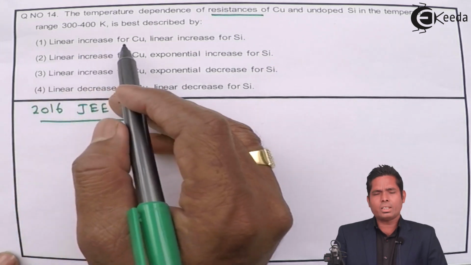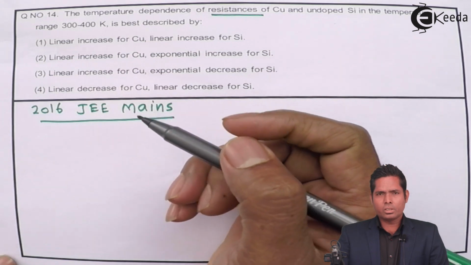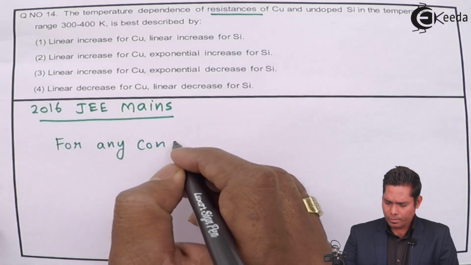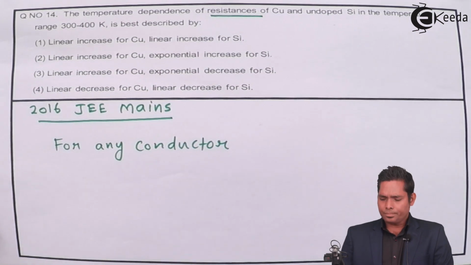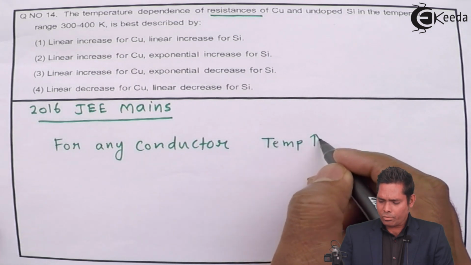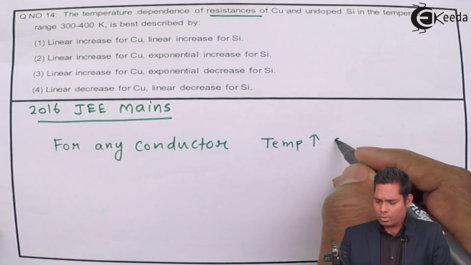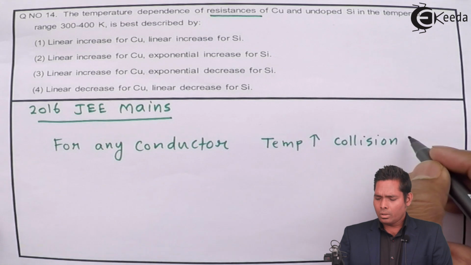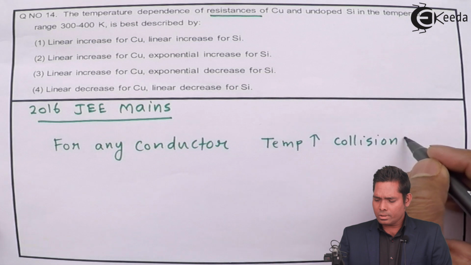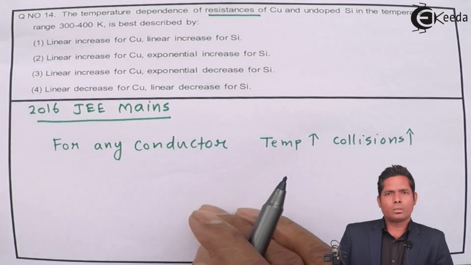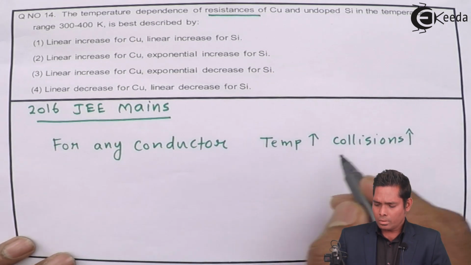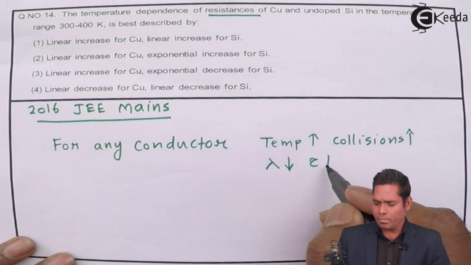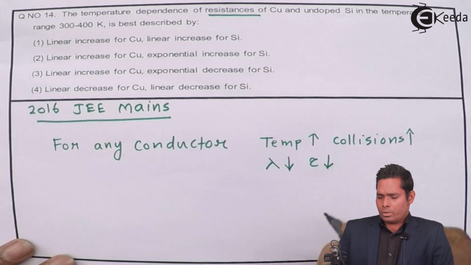If the resistance increases for a conductor, this is the theory. For any conductor, as temperature increases, the vibration increases and the number of collisions becomes more frequent. Collisions of electrons with the ions increase and the free path decreases, and relaxation time also decreases.